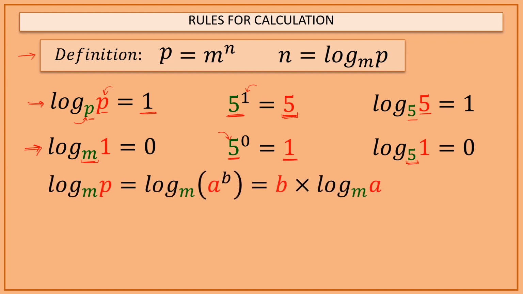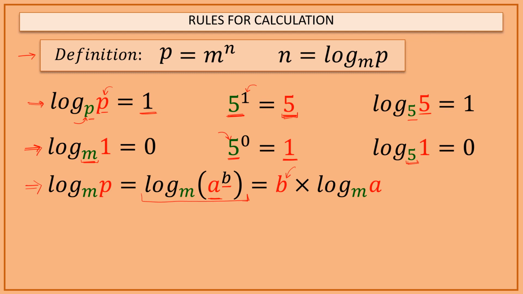Now let us have a look at the third rule of logarithm, which says: logarithm of p to the base m, where p can be expressed as a raised to the power b. We can simplify this expression by taking logarithm of a, which is the base within the bracket, to the base m, and multiplying this logarithmic expression by b, which is the exponent within the logarithmic scale.